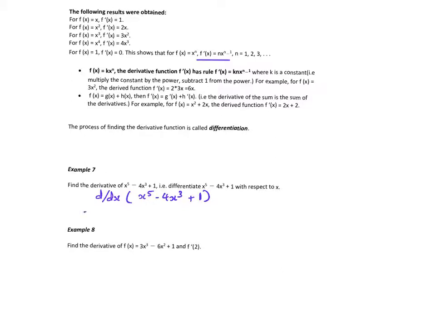And so when we do that, using the quick method, drop the power down in front so it becomes 5, and decrease the power by 1, so 4, 5x to the power of 4. Drop the power down in front again, so it multiplies by the number in front, 3 times 4.